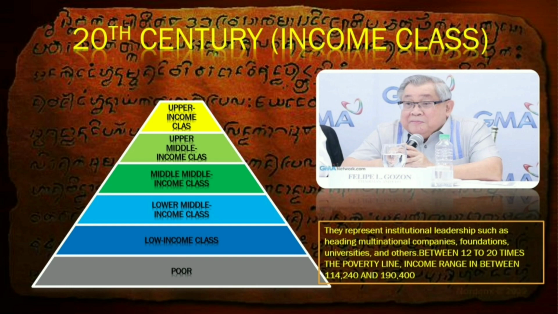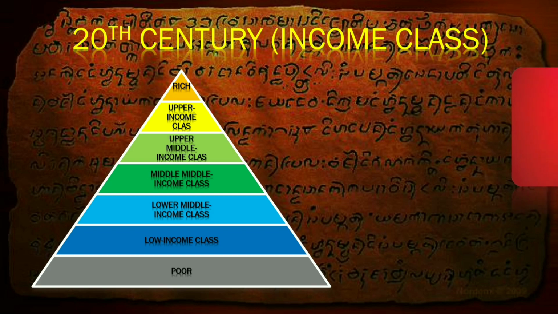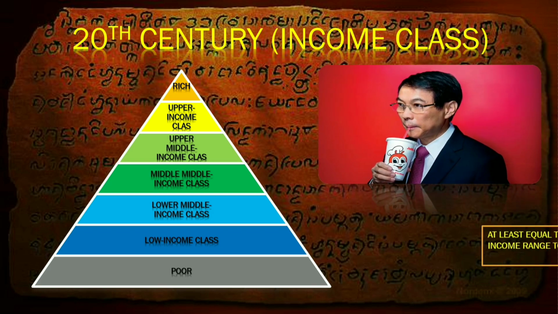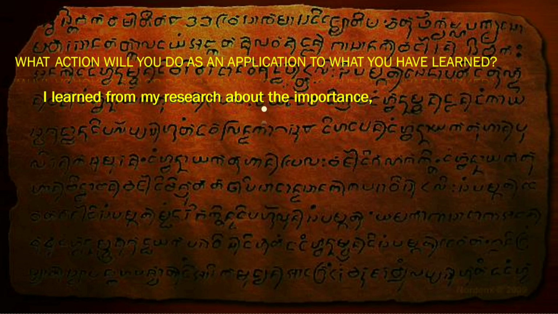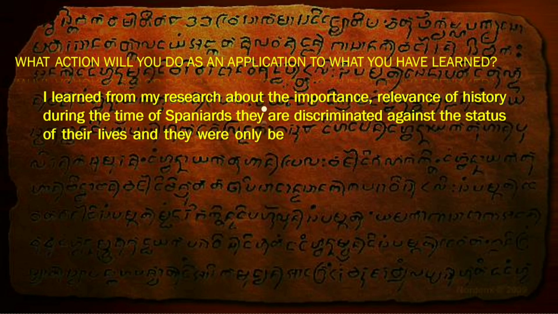114,240 and 190,400. Rich, at least equal to 20 times the poverty line. Income range to at least 190,400. What action will you do as an application to what you have learned?